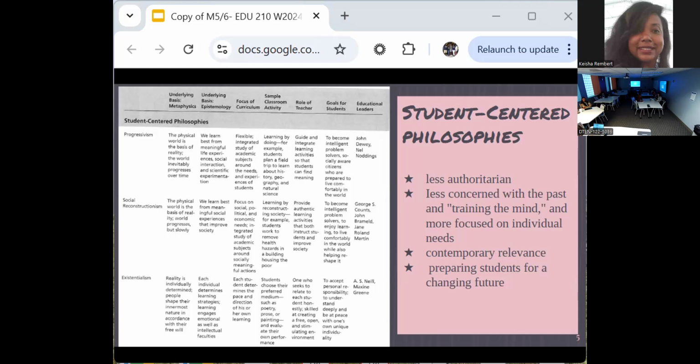So these student-centered philosophies are less authoritarian. They're less concerned with the past and training a child's mind, and more focused on a student's individual need. They also have contemporary relevance, again, not just considering the classics and thinking about old school math and having to do those proofs that don't matter, but what is relevant in the lives of students today.